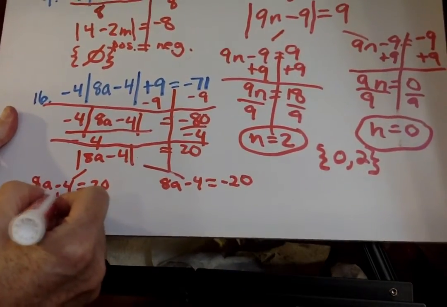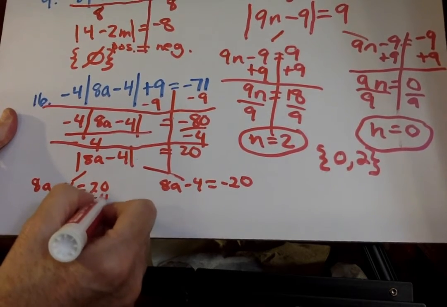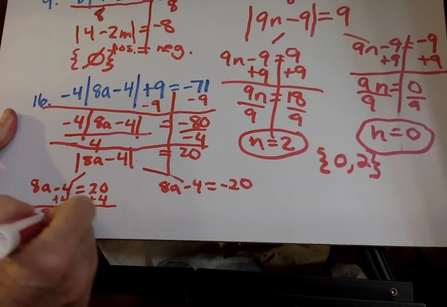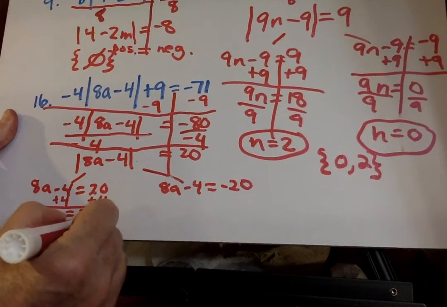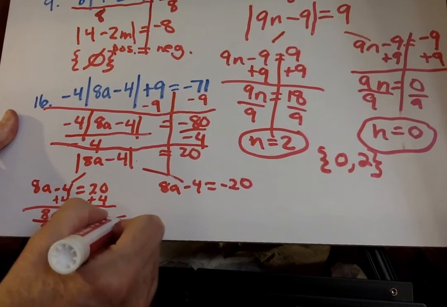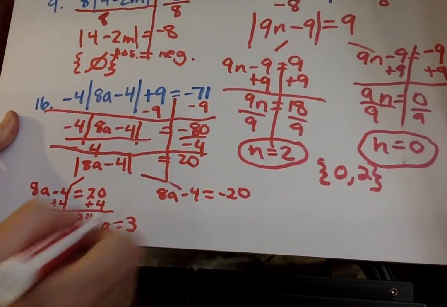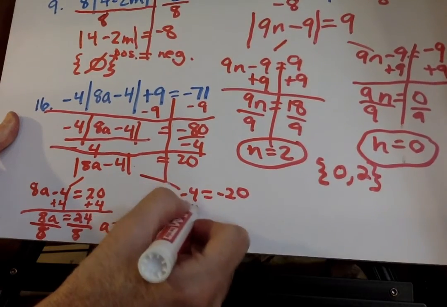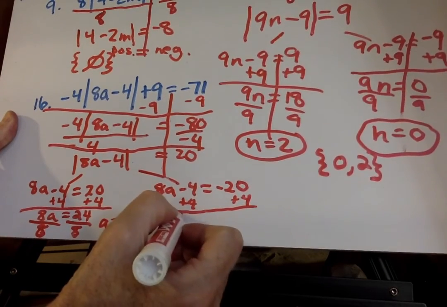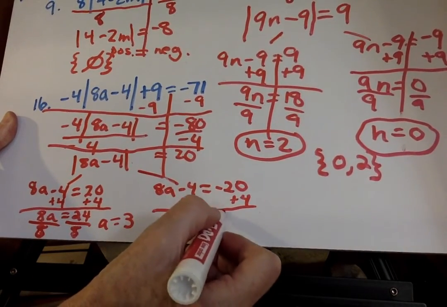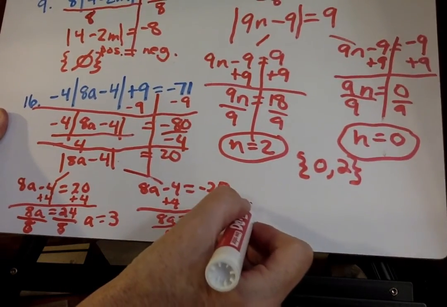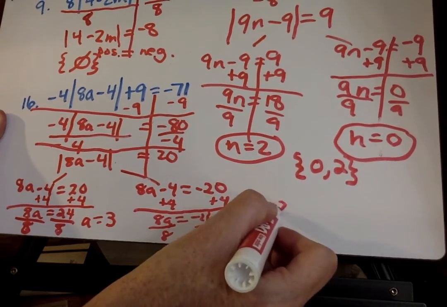Then we're going to add 4 to both sides here. 8a equals 24. Divide by 8, divide by 8, and a equals 3. Over here, we're going to add 4, so 8a equals negative 16. Divide by 8, and a equals negative 2.